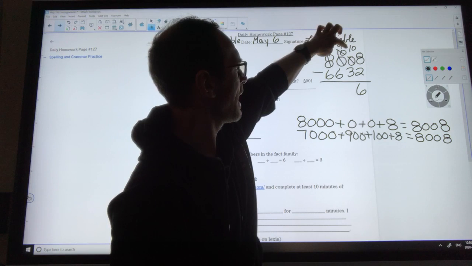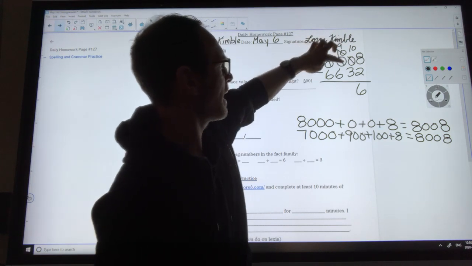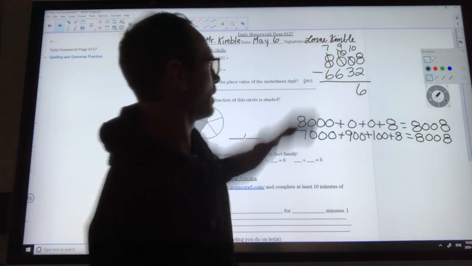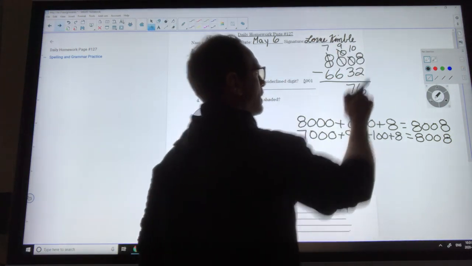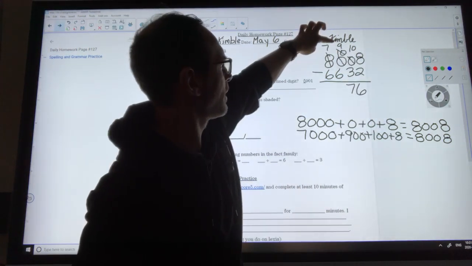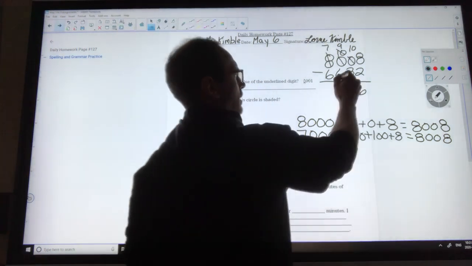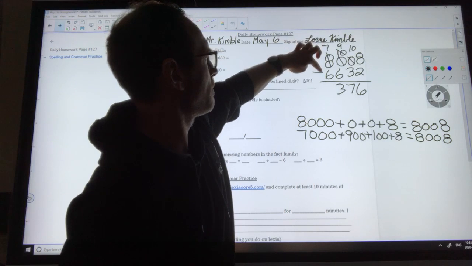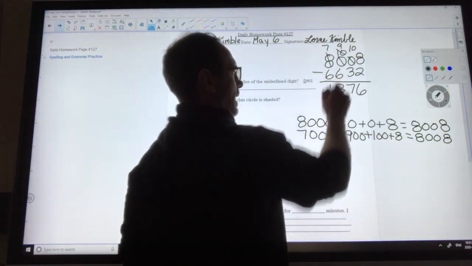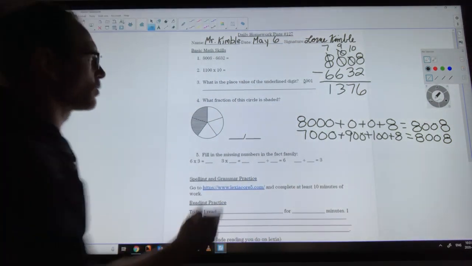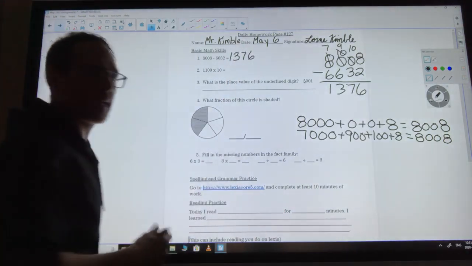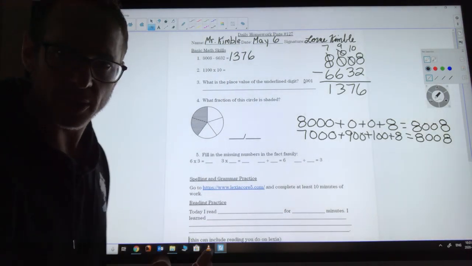So now I have 10 tens, which is 100, minus 3 tens, which is 30, is 70. I have 900 minus 600, which is 300. And I have 7,000 minus 6,000, which is 1,000. So my answer is 1,376. That's why I figured my answer would be somewhere 1,300 to 1,400.